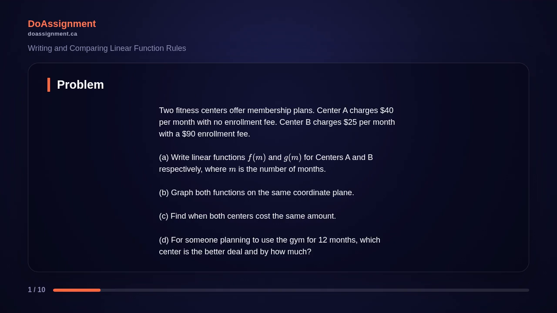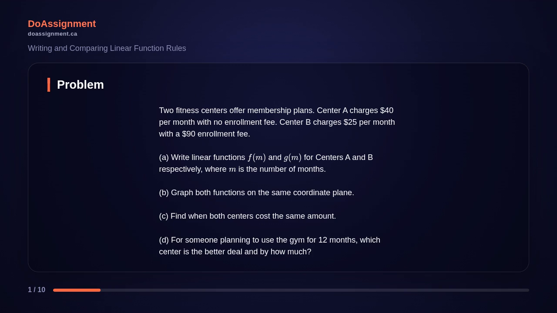Two fitness centers offer membership plans. Center A charges $40 per month with no enrollment fee. Center B charges $25 per month with a $90 enrollment fee. Part A. Write linear functions f of m and g of m for centers A and B respectively, where m is the number of months.